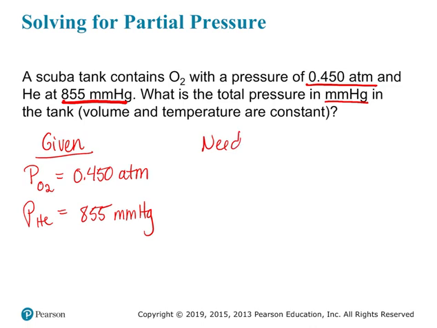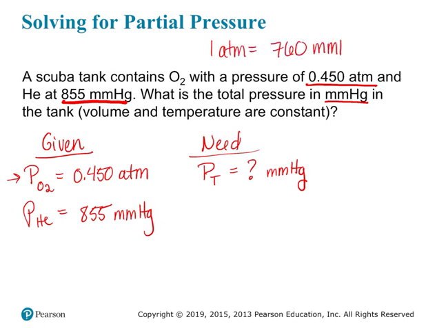So what we need to determine is the total pressure in millimeters of mercury. So I notice right away that our units are not all the same. We have one measurement in atmospheres and one measurement in millimeters of mercury. So we should probably convert one of those. And since we need everything to be in millimeters of mercury, let's convert the pressure of oxygen to millimeters of mercury. So remember, 1 atmosphere is equal to 760 millimeters of mercury.